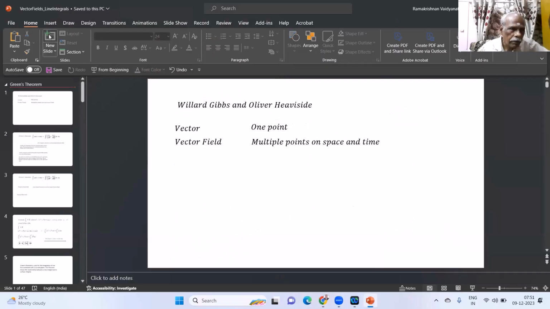Now, today we are going to discuss Green's Theorem. Do you know what Green's Theorem is? An easier way to find the area. I'll take a new slide.